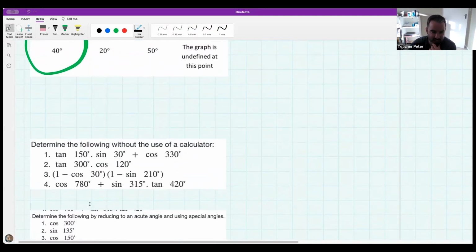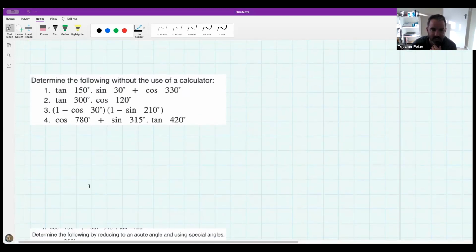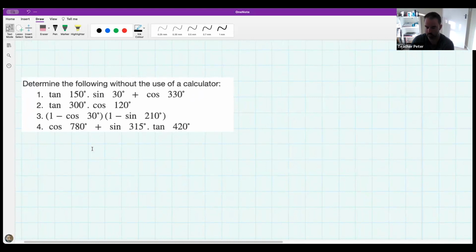Okay, now things are getting a little bit more exciting. So let's have a look at this, a typical test or exam question. It says, determine the following without the use of a calculator. I am going to do the very first one with you, and then you are going to do number 2 for me by yourself.